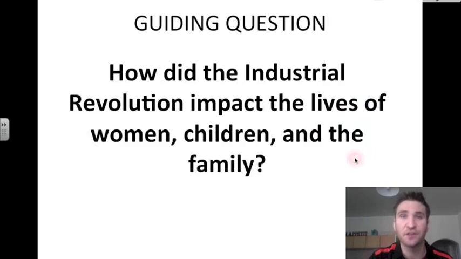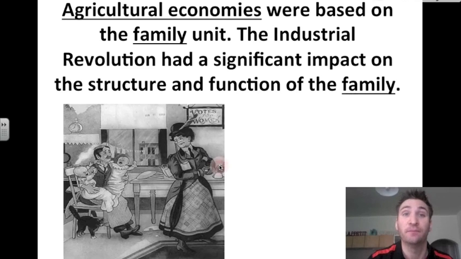Let's find out. First, a guiding question. How did the Industrial Revolution impact the lives of women, children, and the family? Agricultural economies were based on the family unit, and the Industrial Revolution had a significant impact on the structure and the function of the family. Women were working for the first time. Women were voting for the first time, and men had to switch the roles that they played.